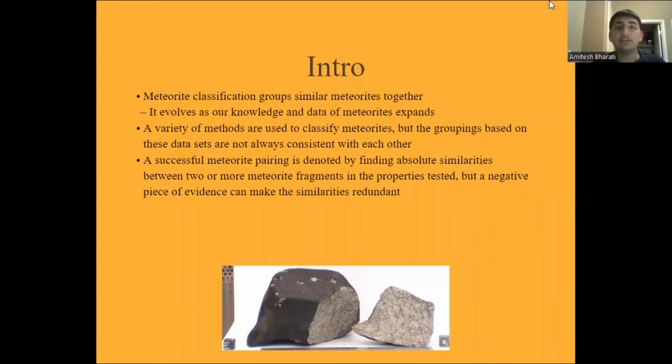Meteorite classification groups similar meteorites together. It evolves as the knowledge and data of meteorites expands. A variety of methods are used to classify meteorites, but the groupings based on these datasets are not always consistent with each other. A successful meteorite pairing is denoted by finding absolute similarities between two or more meteorite fragments in the properties tested, but a negative piece of evidence can make these similarities redundant.